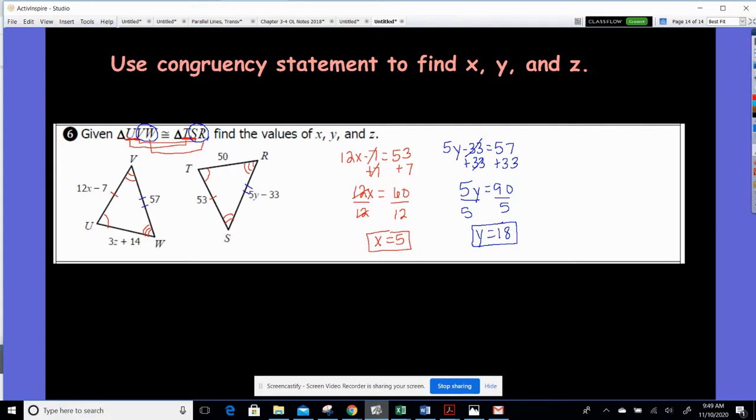All right, so now that we've used 2 pairs of corresponding sides, we know that that third pair would be corresponding as well. So UW, I'll put 3 marks, goes with TR, I'll put 3 marks. So that's my third equation, 3z plus 14 is equal to 50. Subtract 14. 3z equals 36, and divide by 3. Z equals 12.